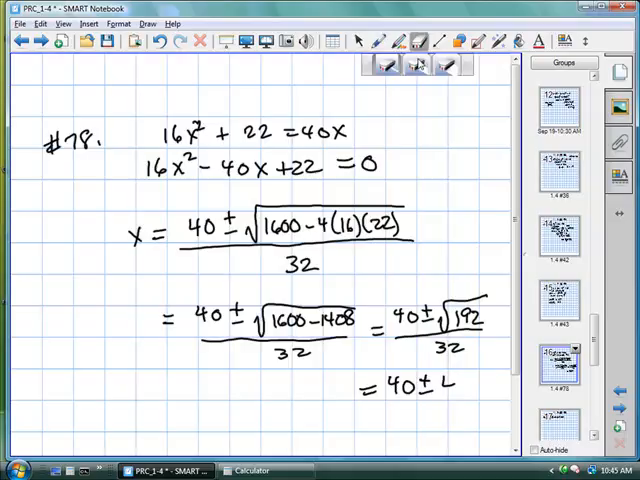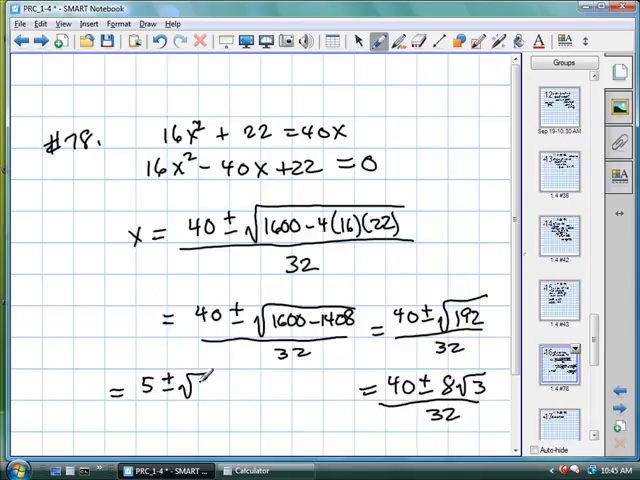So now we're down to that. Is that right? 64 times? Yeah, that's correct. All right, now we could just simplify that a little bit. Couldn't we divide all of these by 8? So that would be 5 plus or minus the square root of 3 all over 4. So I'd leave it like that. Yes.